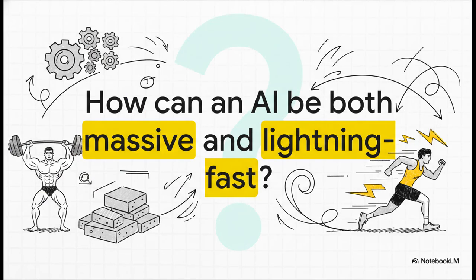You see, we're told this thing is massive, and in the AI world, massive usually means powerful, sure, but also kind of slow. Yet the developers are saying, nope, it's lightning fast. So how can an AI be a heavyweight champion and a world-class sprinter at the exact same time?